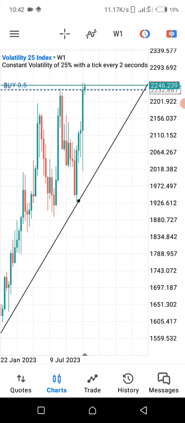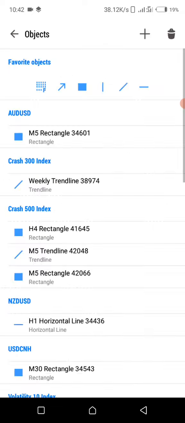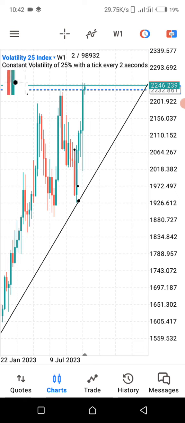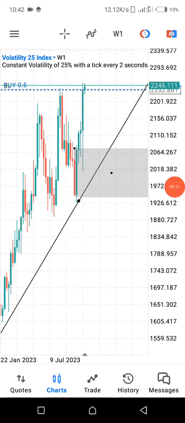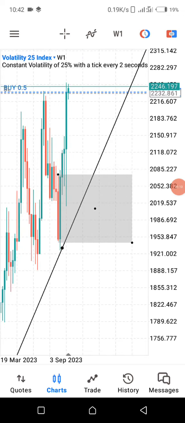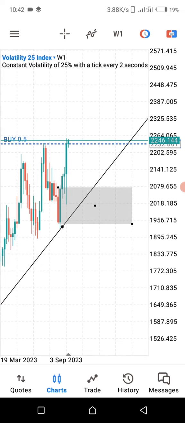If I zoom in a little bit, you see that I even have an order block that has been mitigated already. This red candle is an order block, but the market has tapped into it before going up. So try to understand all these things, but this is not what I want to show you. I want to show you how I was able to jump into this uptrend.